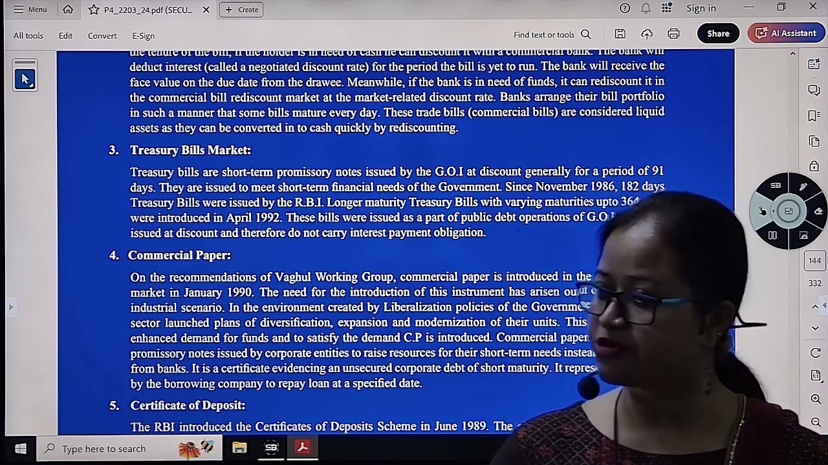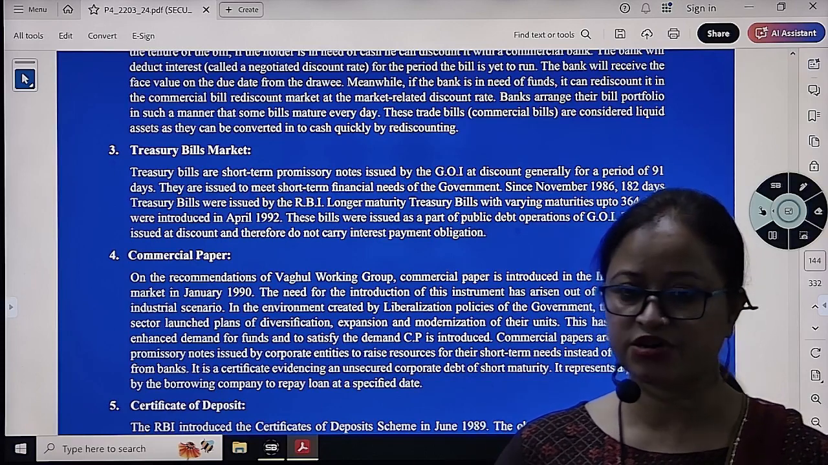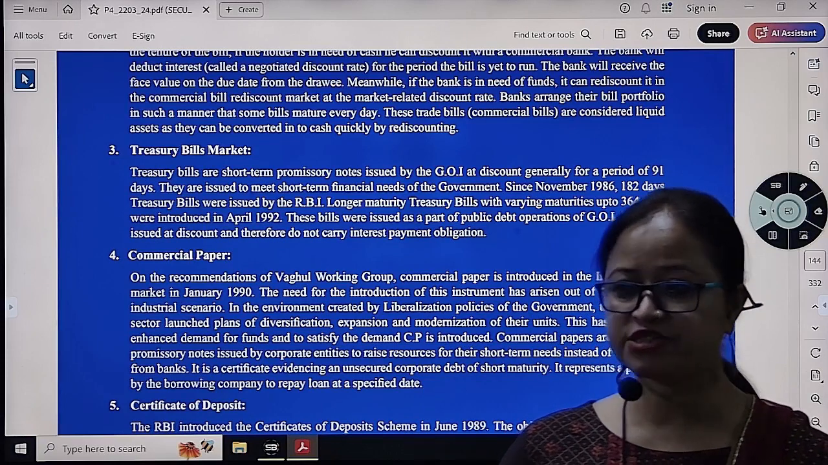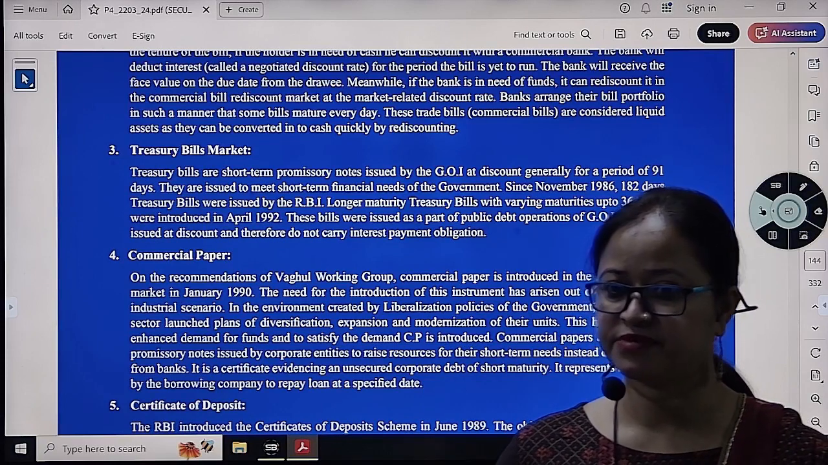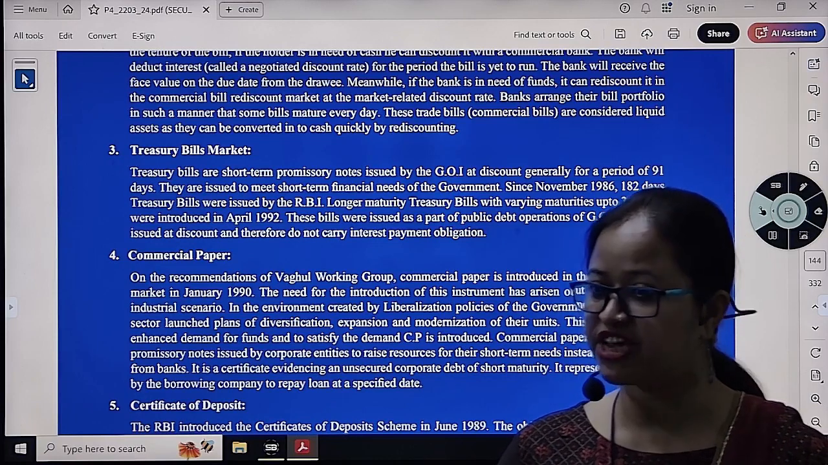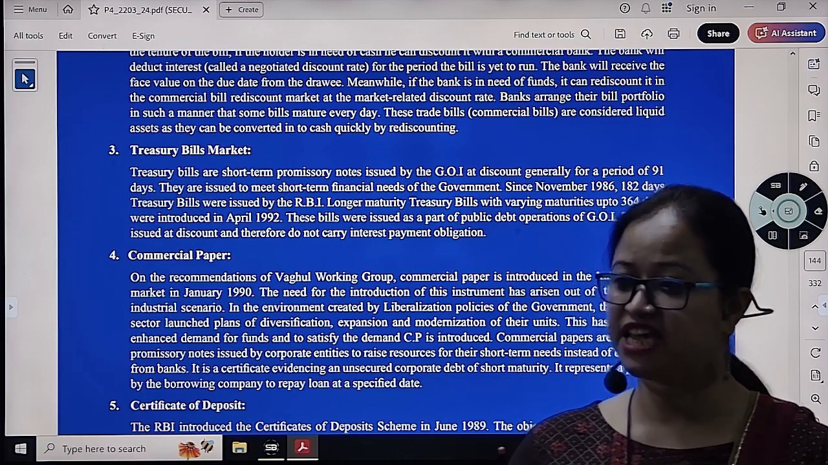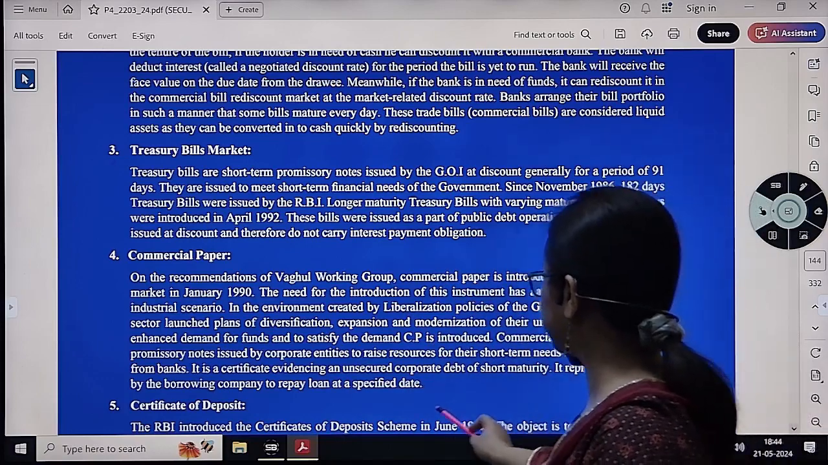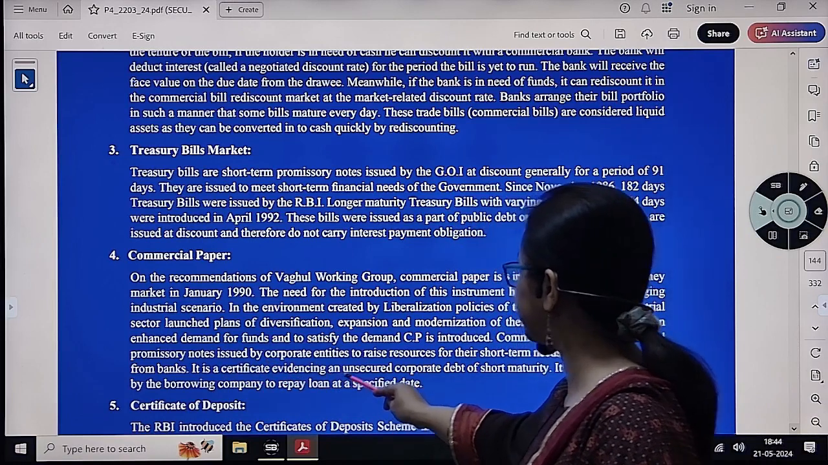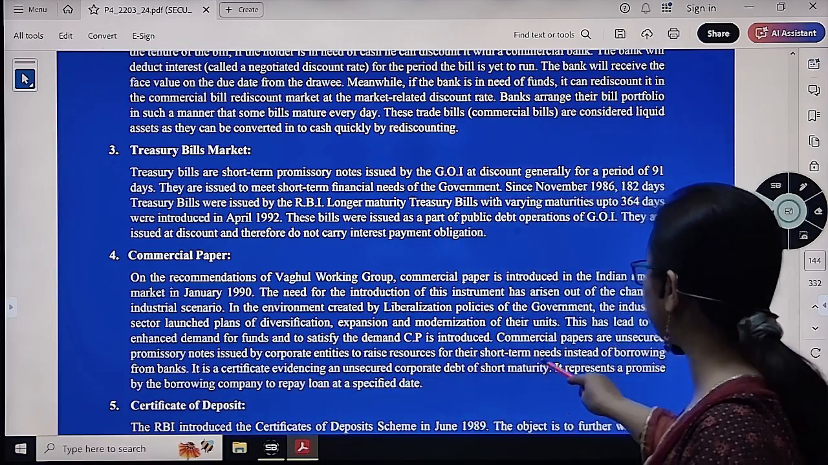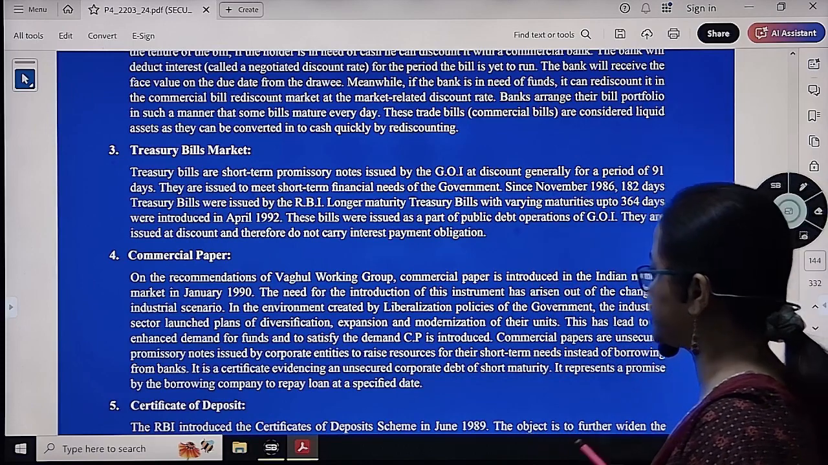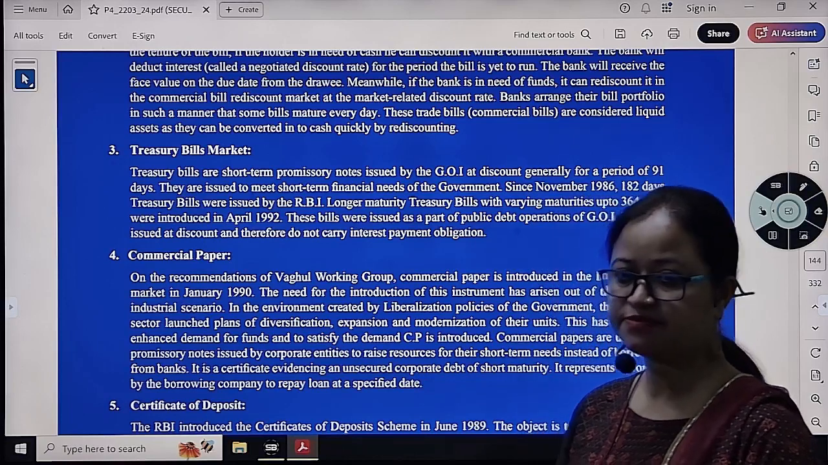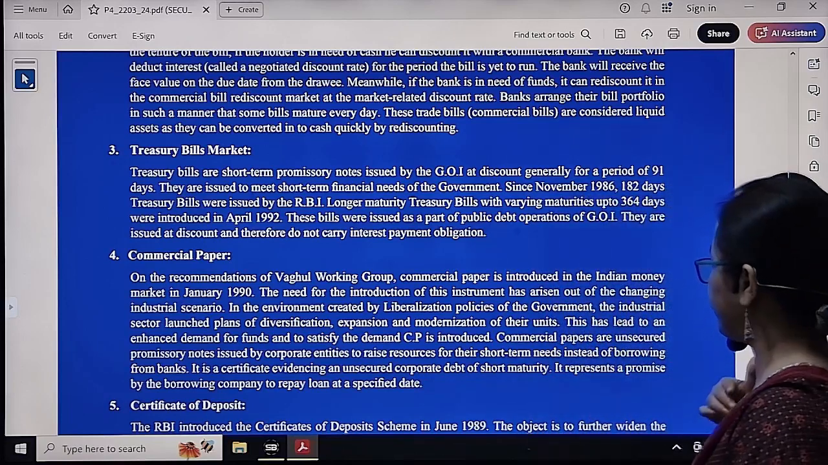It is a kind of your promissory note, and unsecured. So the public has to have some trust in that industrial unit, and that industrial unit wants to modernize, expand, diversify, therefore it needs funds, and they issue commercial paper. So here you can see, it is a certificate evidencing an unsecured corporate debt of short maturity. It represents a promise by the borrowing company to repay the loan at a specified date. Fine, clear?